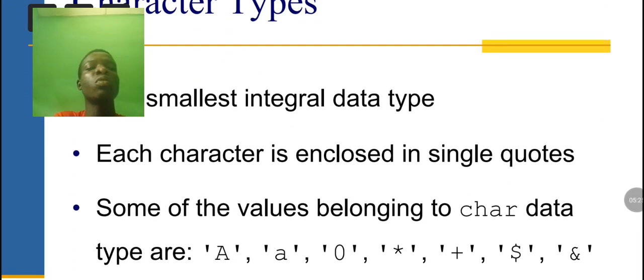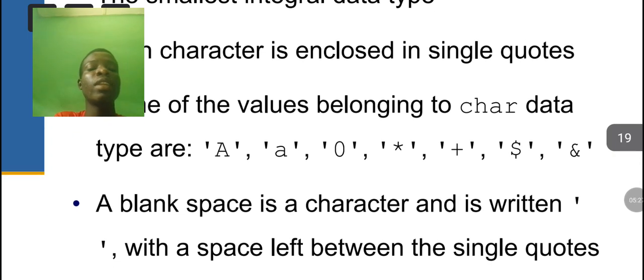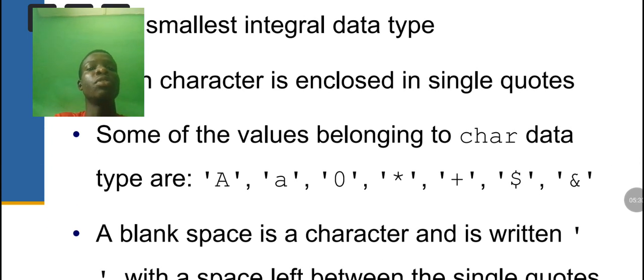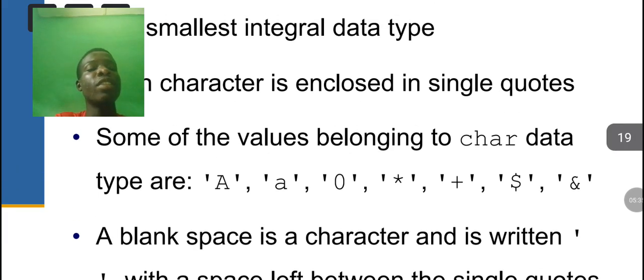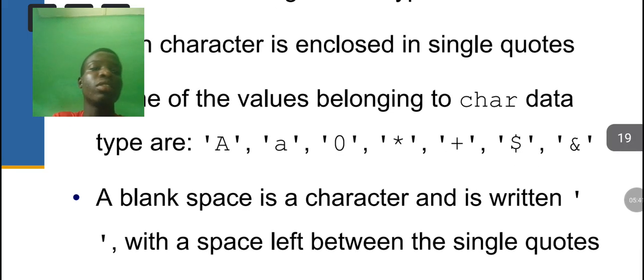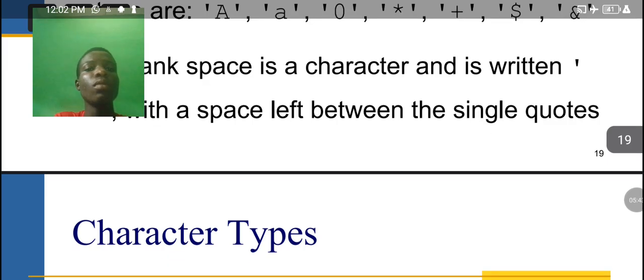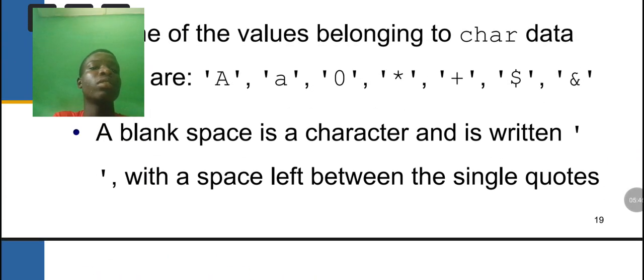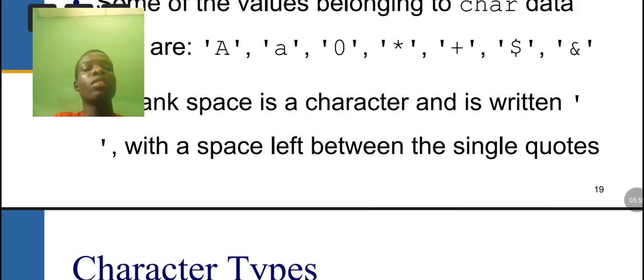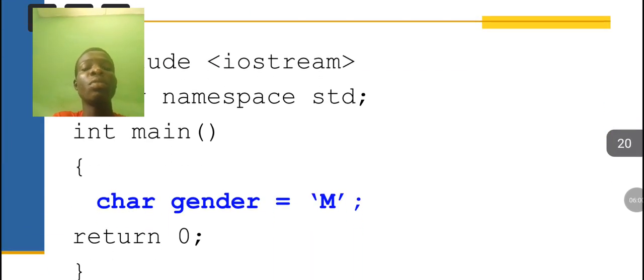So each character is enclosed in a single quote. Let's say A. You don't just write A, but you enclose it in single quotes. In character, the data type, or the short, is char. A blank space is also a character, and it's written by putting a space between the single quotes.